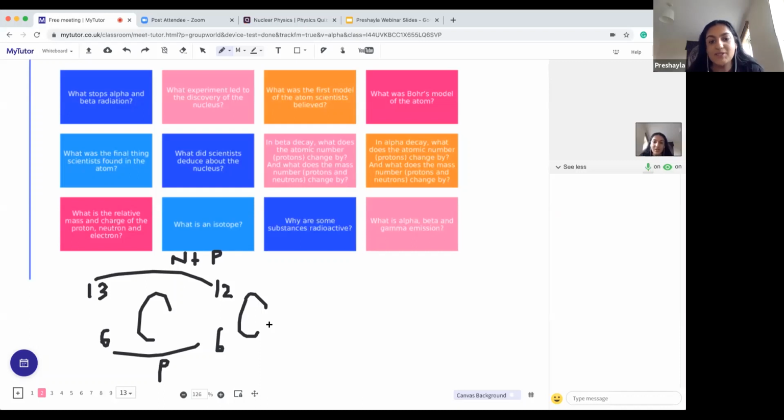So why are some substances radioactive? Well, it all depends on their nucleus. Is their nucleus stable? Is their nucleus unstable? If the nucleus is unstable, it will release radioactivity to make it more stable.